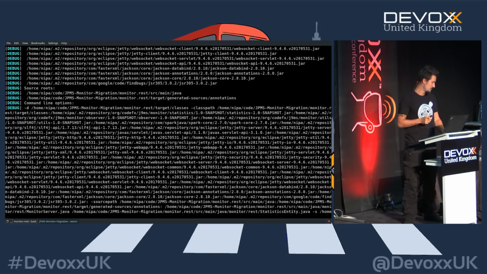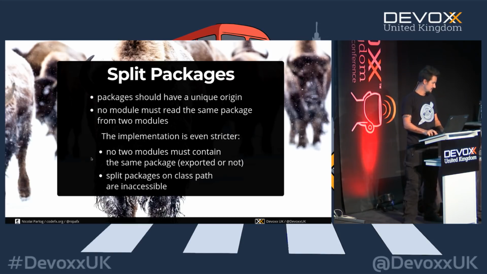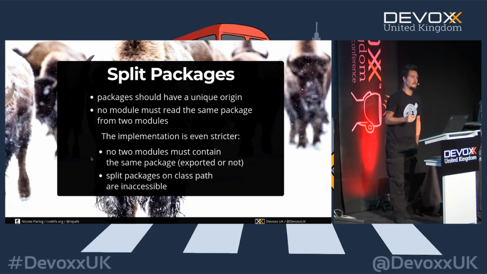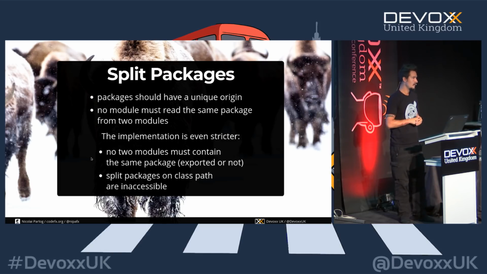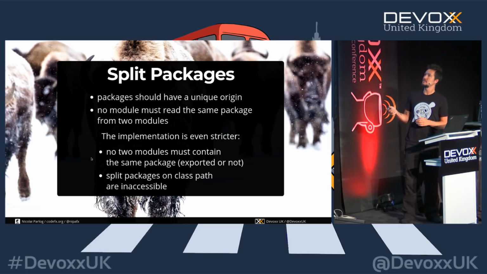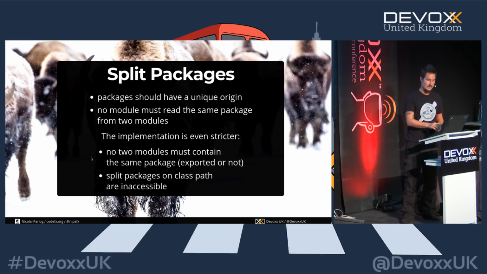This is by far the most complicated problem that you might face. And the reason for that are the split packages that I mentioned earlier. So the idea of the module system is that a package should have a unique origin. There should just be one module that contains a package. So the official rule is no module must read the same package from two different modules. But the implementation you're going to face is stricter. As soon as you have two modules that contain the same package, whether they're exported or not, then you get an error.